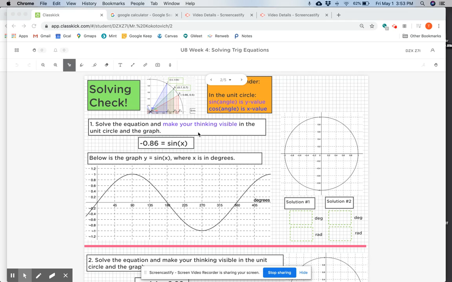Hello everybody. Let's look at question 1. Solve the equation and make your thinking visible in the unit circle and the graph. Okay, negative 0.86 is equal to sine of x.